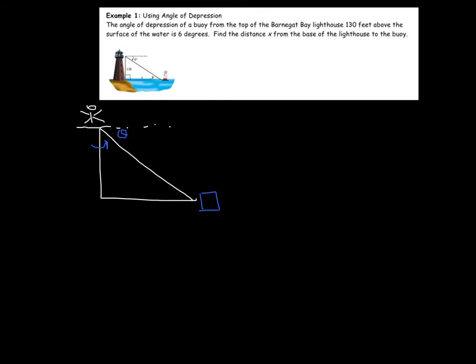Now, the nice thing about the angle of depression is it happens to be the same as the angle of elevation, because in geometry you learned that alternate interior angles are congruent. All right? So anytime you're given the angle of depression, you can automatically assume that it is the same as the angle of elevation, which is inside the triangle.